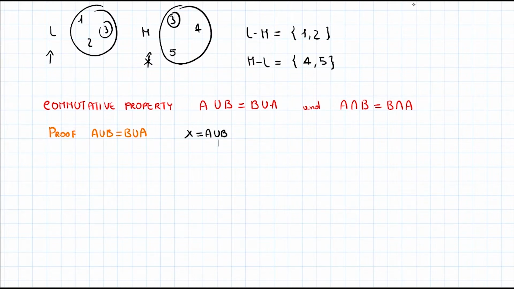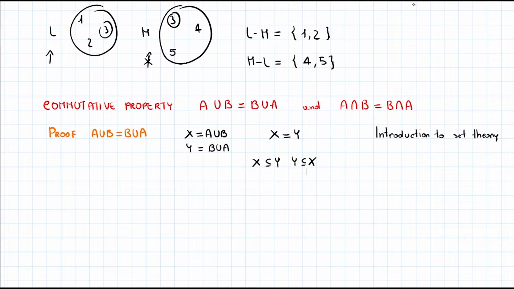We can call X equal to A union B, so the new set X is the union of A and B in this order, and the set Y is the union of B and A in this order, meaning that we have to prove that X is equal to Y. In the lecture Introduction to Set Theory, we have shown that X is equal to Y if and only if X is a subset of Y and Y is a subset of X. So if we prove those, we have proved that A union B is equal to B union A.